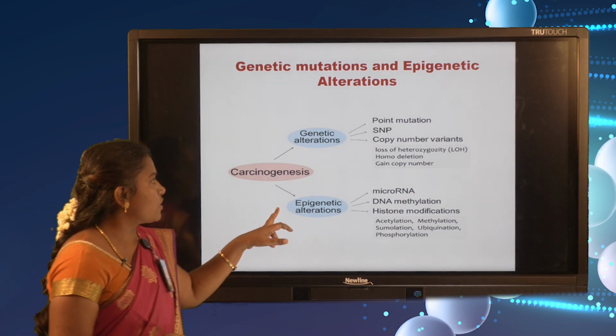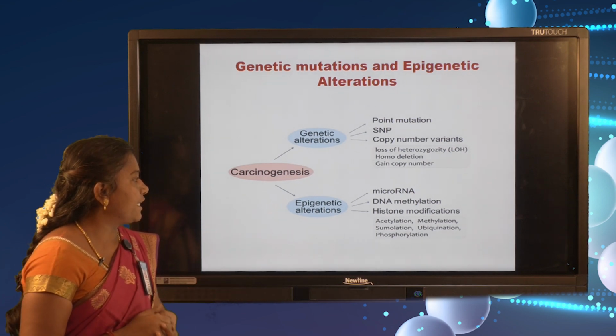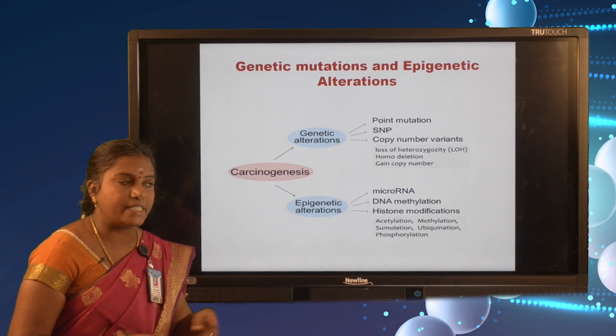Next, carcinogenesis involves two types of alterations. The first one is genetic alterations and the other is epigenetic alterations, which occur during these cancer conditions.